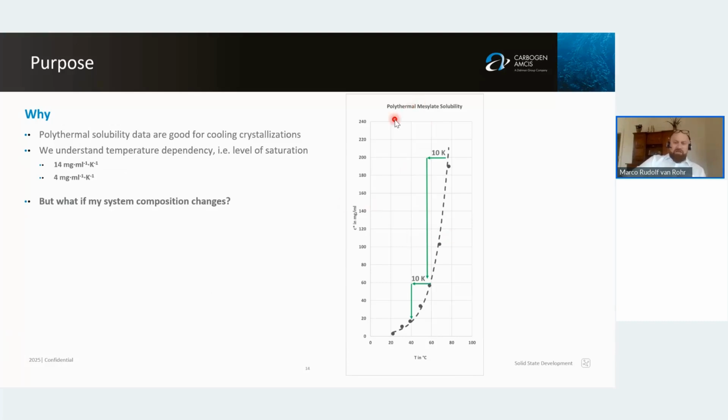Polythermal solubility data is quite useful. For example, what we have here gives you an idea about the degree of saturation you have in your system. This is real data from our lab. So here at approximately 80 degrees Celsius and 200 milligrams per milliliter, if I only cool down 10 Kelvin, I get a massive drop in solubility, delivering approximately 14 milligrams per milliliter per Kelvin of supersaturation.